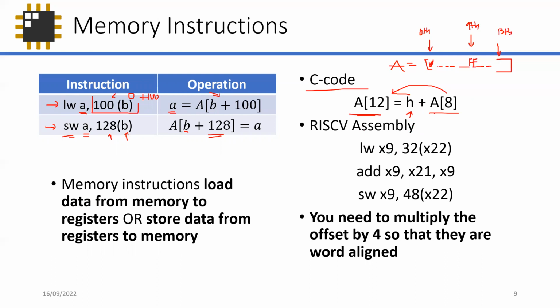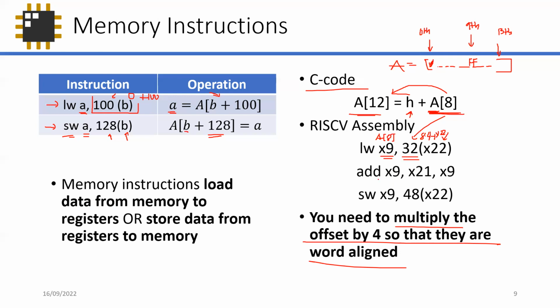So how are we going to do this? A[8] here, grabbing the value at address 8, is this one. Now you might wonder, how come we are using an offset of 32, not an offset of 8? That's because you need to multiply the offset by 4 so that they are word aligned. We'll get back to that in a bit. The real address that we're going to access is, let's first get the base of A, which is stored in X22, and then add the offset of 8, which is 8 times 4. I'm going to add these two together, grab that data and load it into X9. So X9 actually stores A[8].